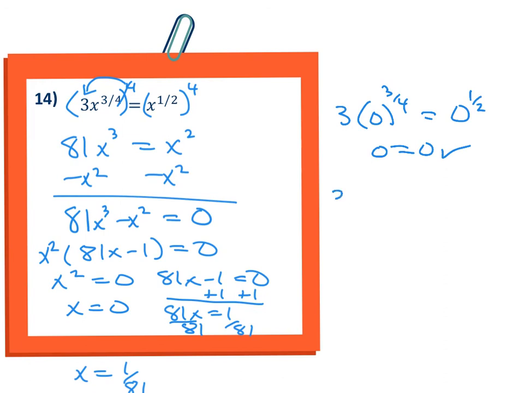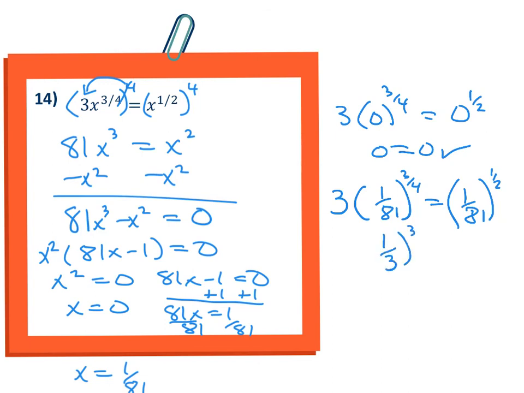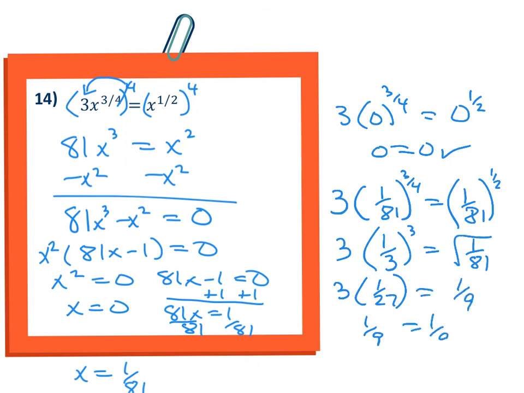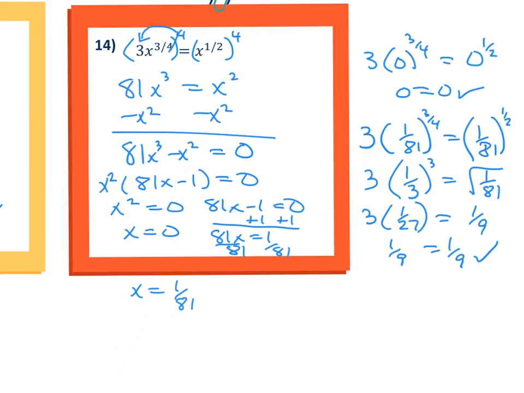Let's plug in the 1/81. So 1 over 81 raised to the 3/4 power, and 1 over 81 raised to the 1/2 power. So again here I could do the 4th root of 81 and get 1 over 3. I could cube that, get 1 over 27, times 3. That'll simplify to 1/9. And here, 1/2 is really like the square root. So then this gives me 1/9. 1/9 equals 1/9. So this is also a good solution. So they both work. They're both good solutions.